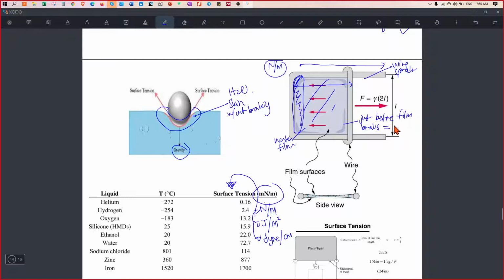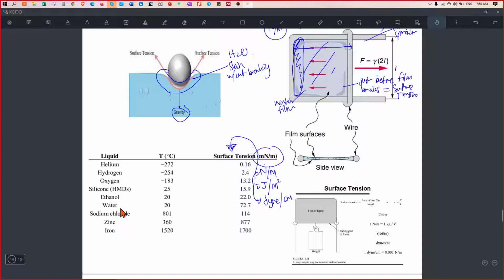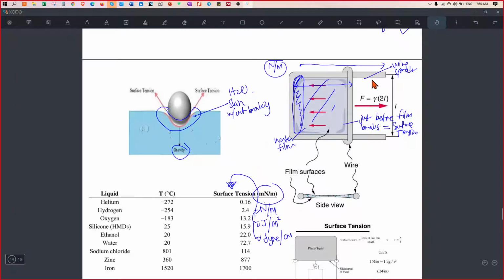Just before the film breaks is the surface tension, meaning the amount of energy or the amount of force needed to break a water film that has been spread for 1 meter. For example, for water at temperature 20, you will need 72.7 millinewton of force to spread the water across 1 meter before the film of water is broken.